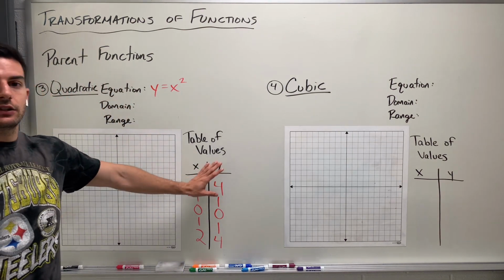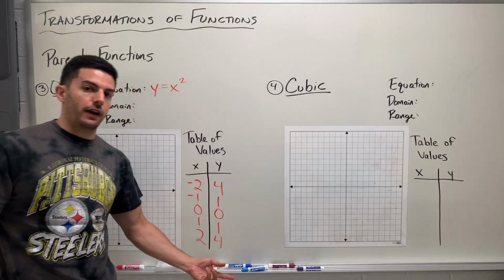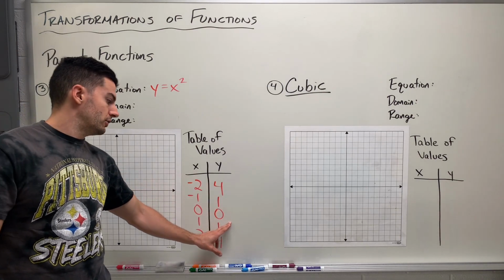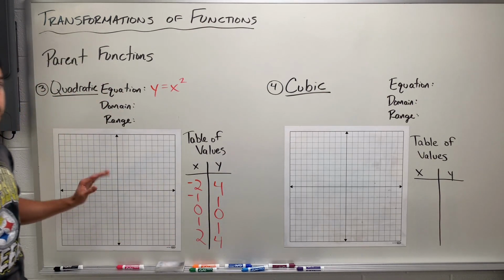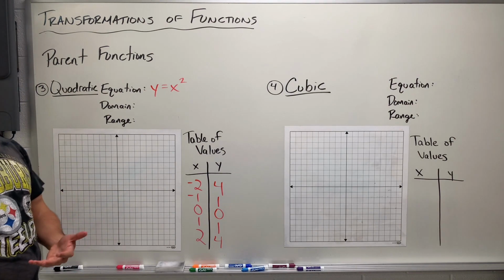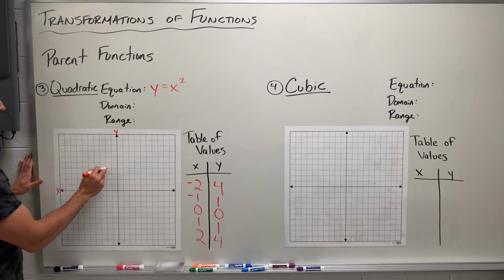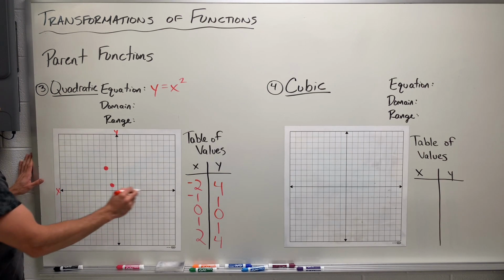So you see that it's similar to the absolute value graph in that it starts higher, goes down to 0, and then comes back up. And it's true, it does look pretty similar to the absolute value graph, but it's going to be a little bit different. So look, -2 comma 4 up here, -1, 1, 0, 0, 1, 1, and 2, 4.